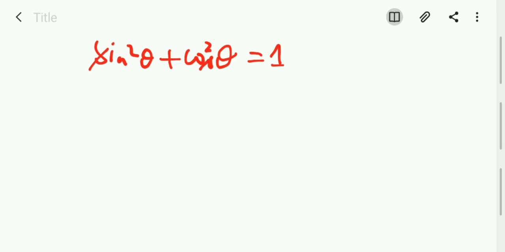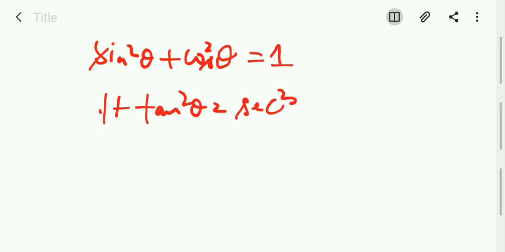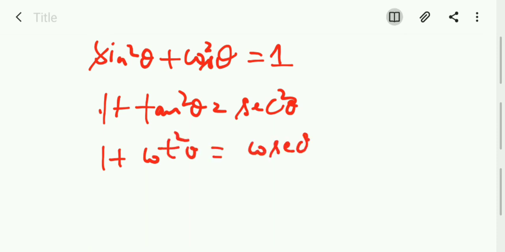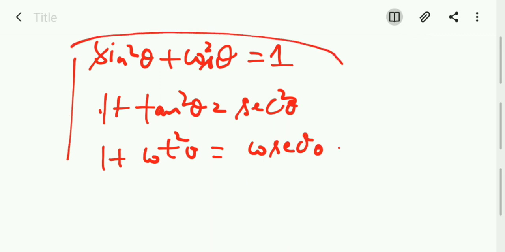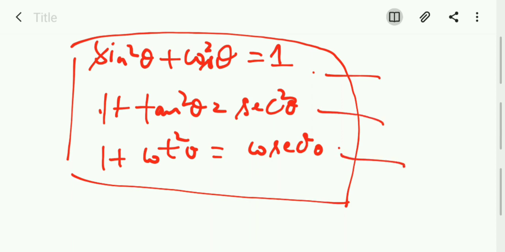So in summary, the equations we have done are sine square theta plus cos square theta is equal to 1, 1 plus tan square theta is equal to secant square theta, and 1 plus cot square theta is equal to cosecant square theta. So please make sure you remember all three identities. Very, very important, guys. If you know all these three identities, you can definitely go ahead with the problems. In this session, we have just derived all three trigonometric identities. In our next session, we're going to deal with problems on trigonometric identities.